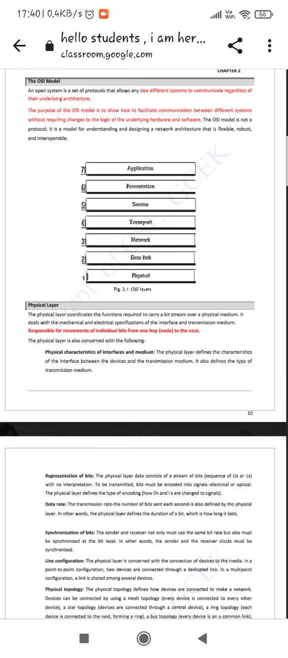An open system is a set of protocols that allows any two different systems to communicate regardless of their underlying architecture. The purpose of the OSI model is to show how to facilitate communication between the different systems without requiring changes to the logic of the underlying hardware and software. So the OSI model is not a protocol.